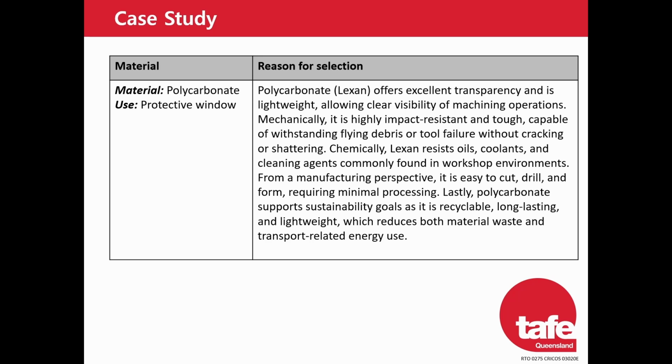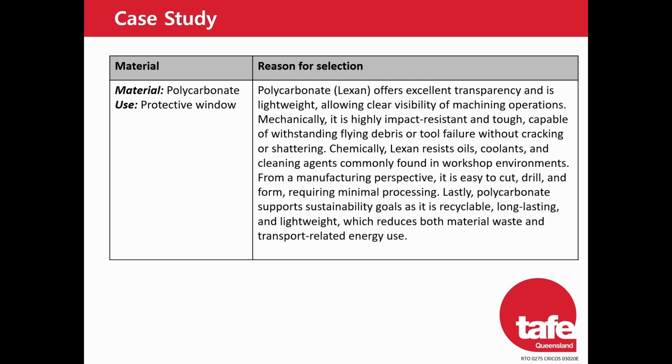So now that I've considered the physical, mechanical, and chemical properties of polycarbonate, as well as manufacturability, cost, and sustainability, I can now provide the reasons why the manufacturer selected it. So on the left there I have my material, polycarbonate, and the use case, which is a protective window. And for the reason for the selection, I've said polycarbonate offers excellent transparency and is lightweight, allowing clear visibility of the machining operations. Mechanically, it's highly impact resistant and tough, capable of withstanding flying debris or tool failure without cracking or shattering.